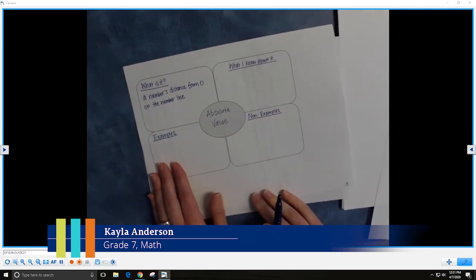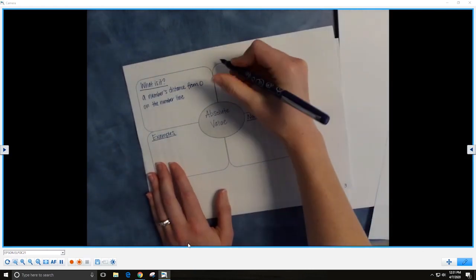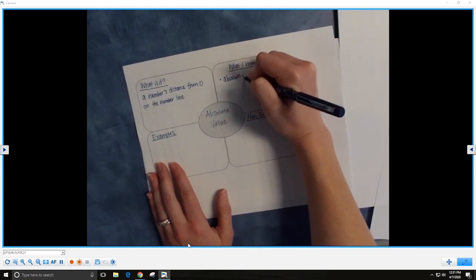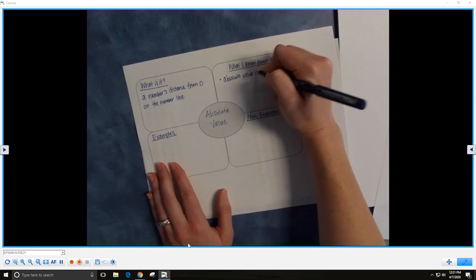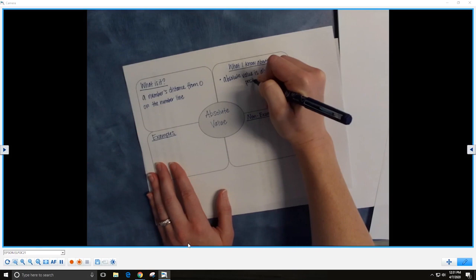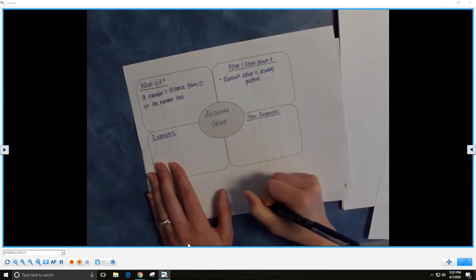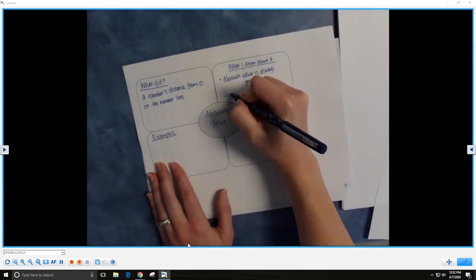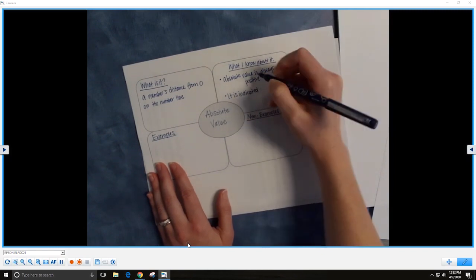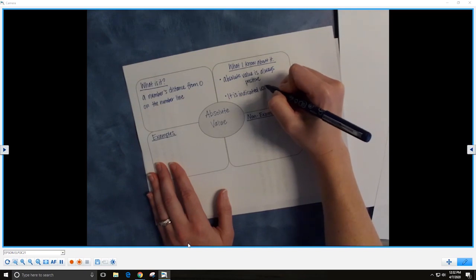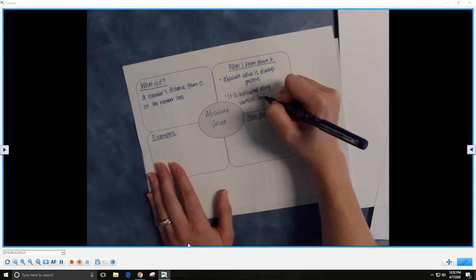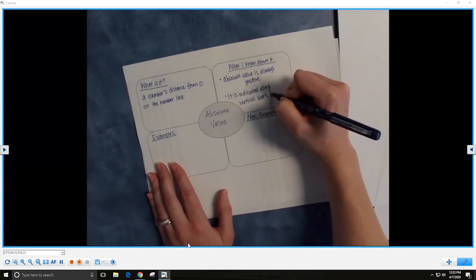Okay, well, what are some things that we know about absolute value? First, absolute value is always positive. Second, it is indicated using vertical bars. And those vertical bars look like this.